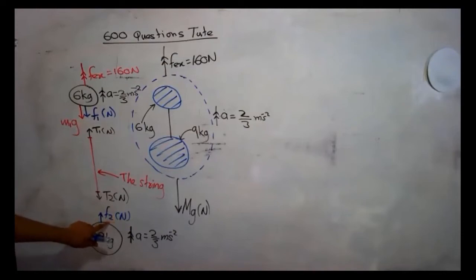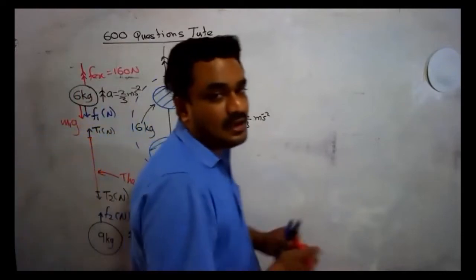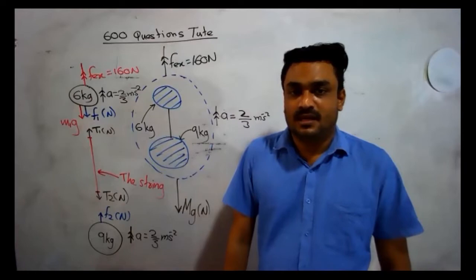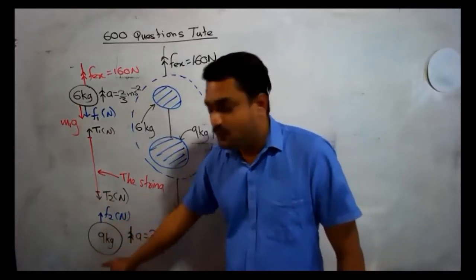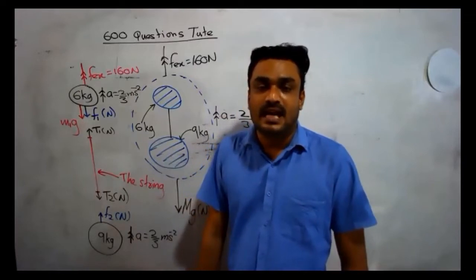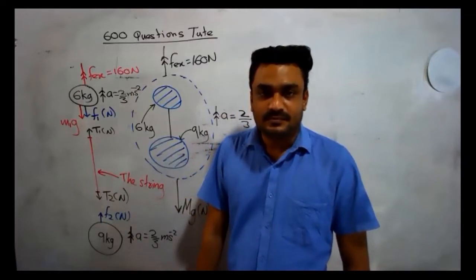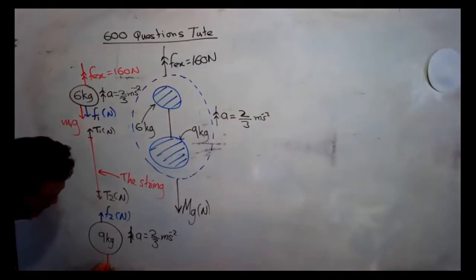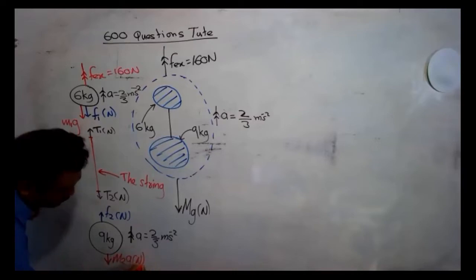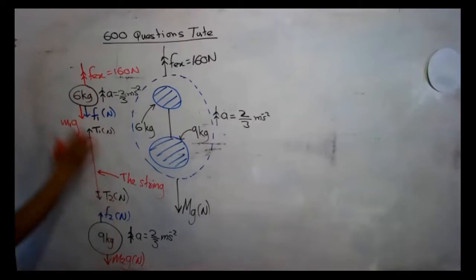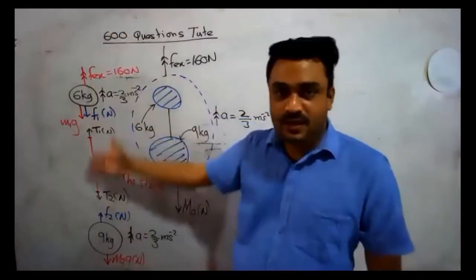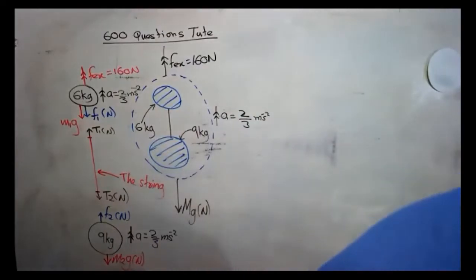Similarly, in addition to this F2 force, another force is acting on this 9 kg object. What is that force? Gravitational attraction force. So let me mark the gravitational attraction force acting on the 9 kg object as M2G Newton. Please draw the free body diagrams. Draw the figures, mark everything that I have marked on the figures. Quick, dear, start.